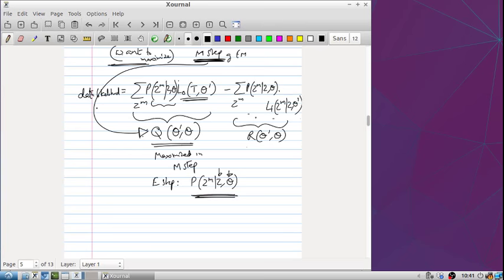Data likelihood decomposes into Q minus R. EM is maximizing the first term, at least in one of the steps, but it's not touching the second term anyway, and the second term doesn't come into the picture. How is it that it's making progress? Progress means that every theta iterate is increasing the data likelihood, the thing on the left side.